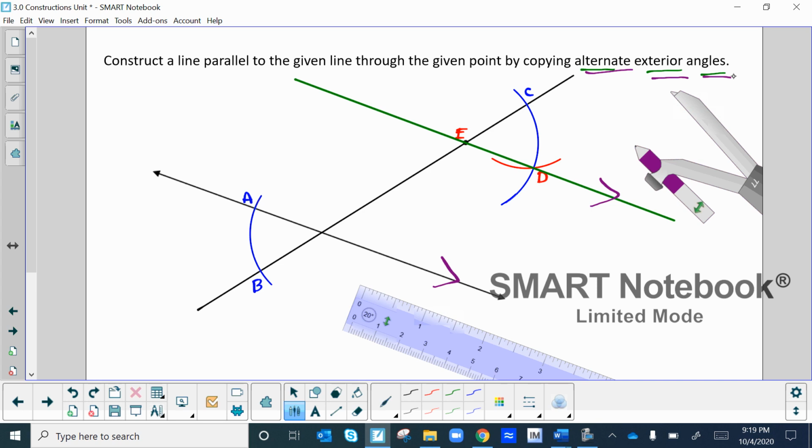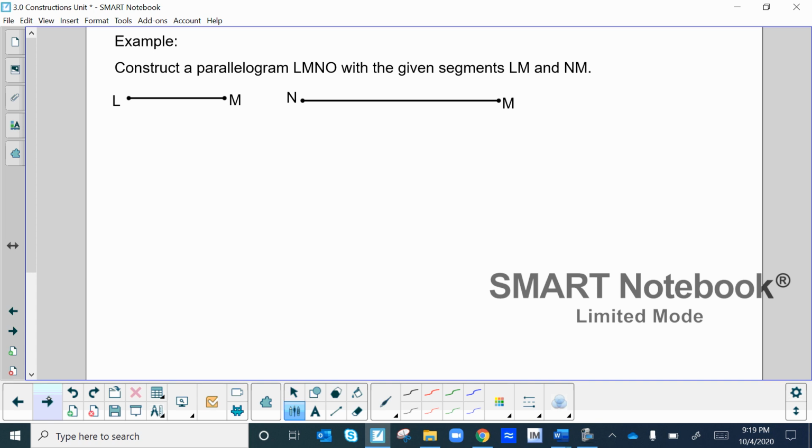Okay, so be able to copy angles in different positions and still construct parallel lines. So there's different ways to do it. There's actually 3 different ways. All right, one more problem for parallel lines.